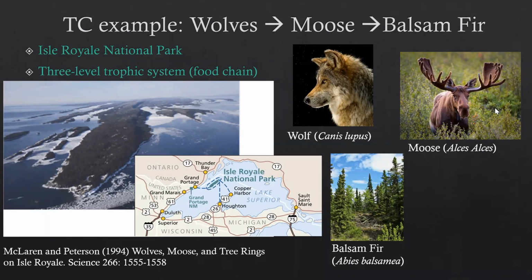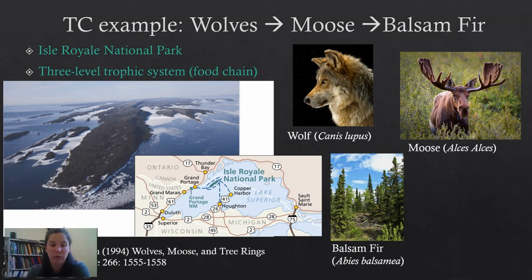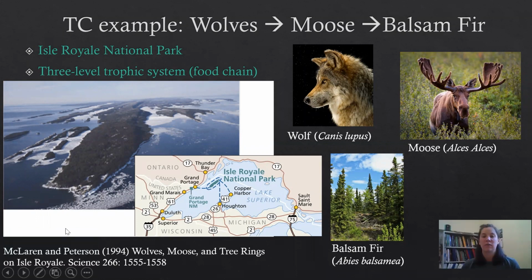Another example of a trophic cascade is from the Isle Royale National Park. And so here we have a 3-level food system, okay? And what I mean by that is we know that Professor Choate last week talked about those food chains. We could have a 5-level food chain, a 4-level food chain, a 3-level food chain. In this case, it's a 3-level trophic system.